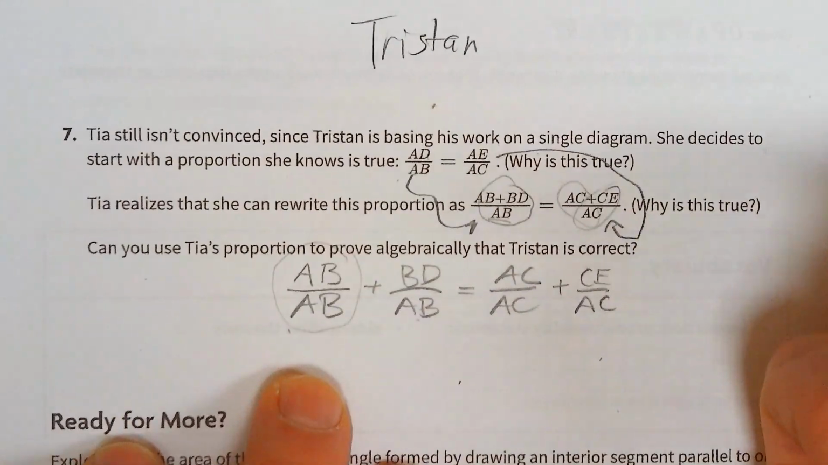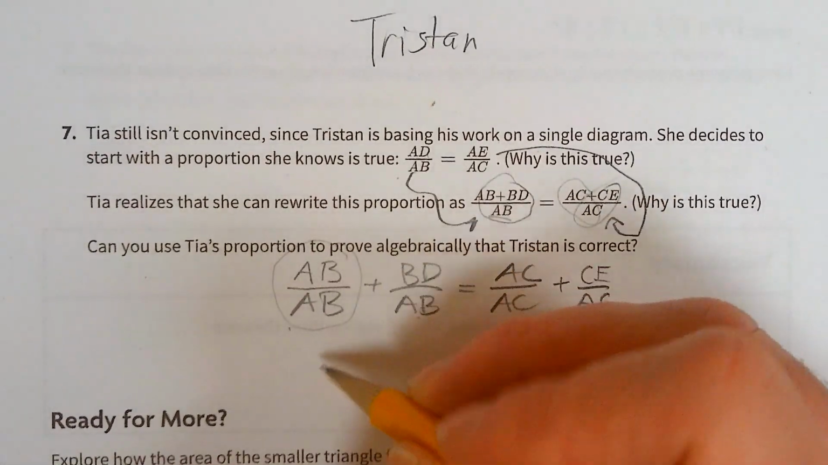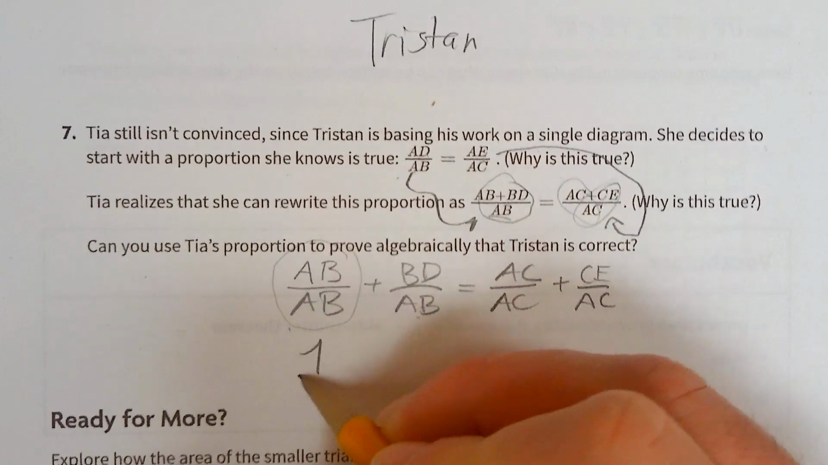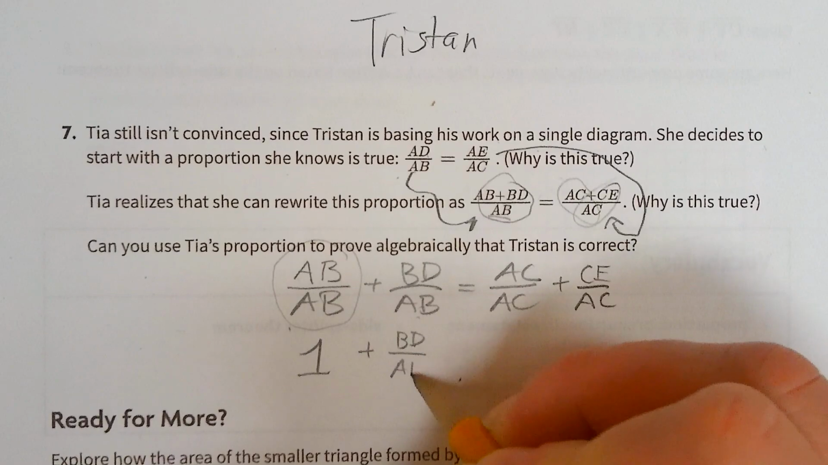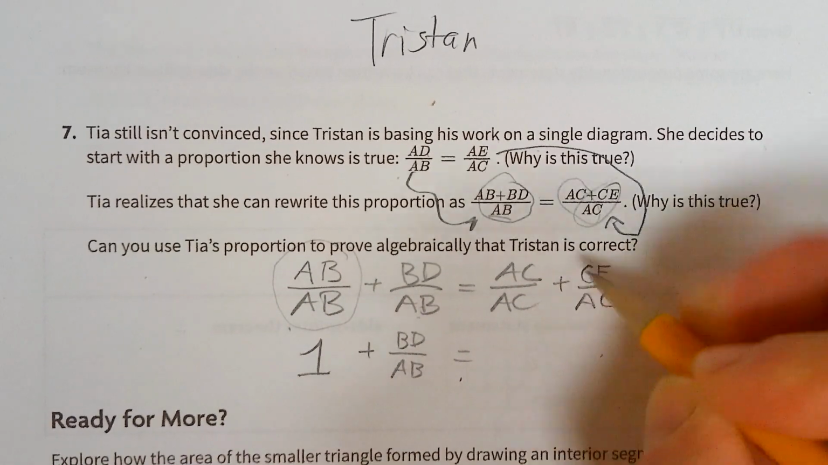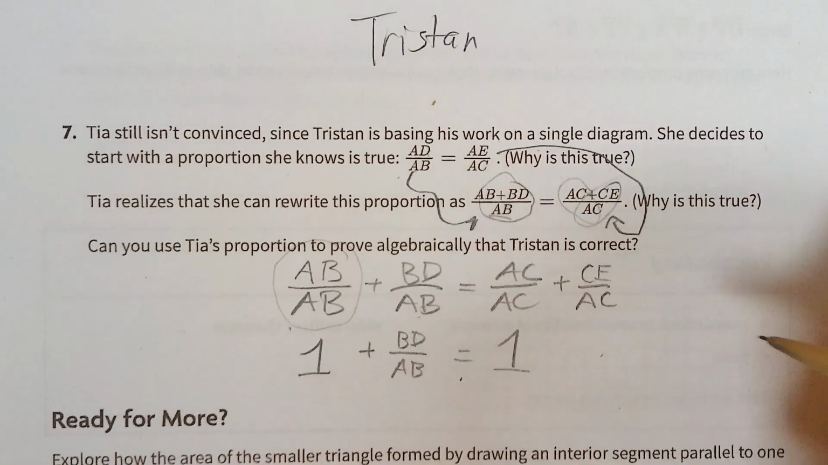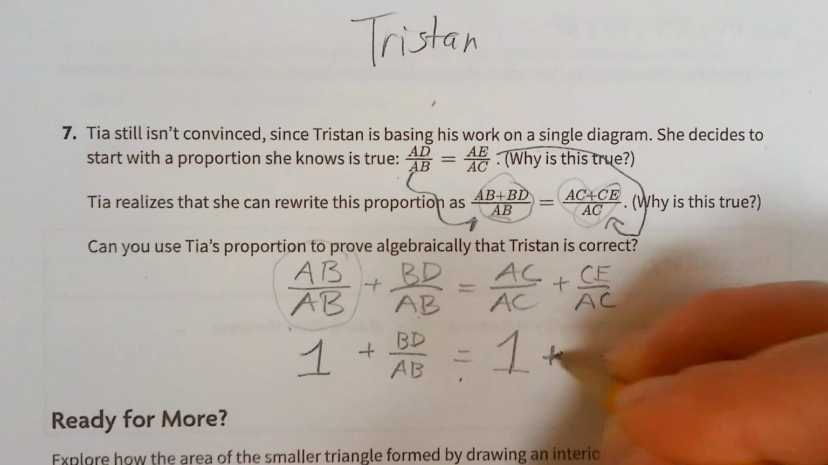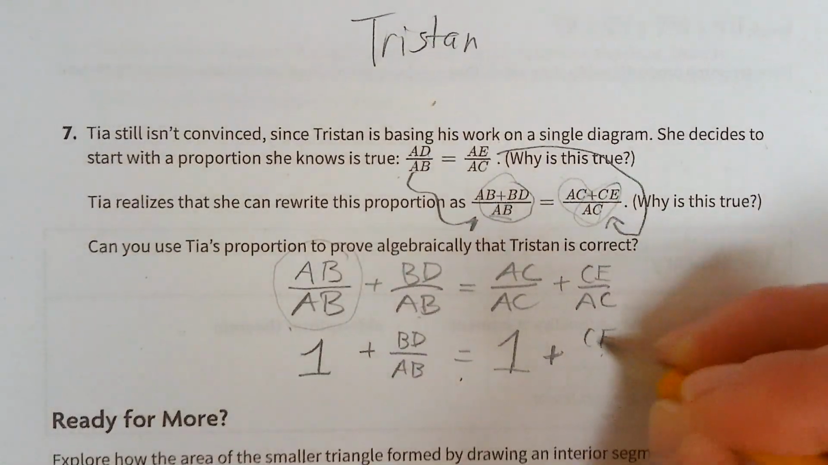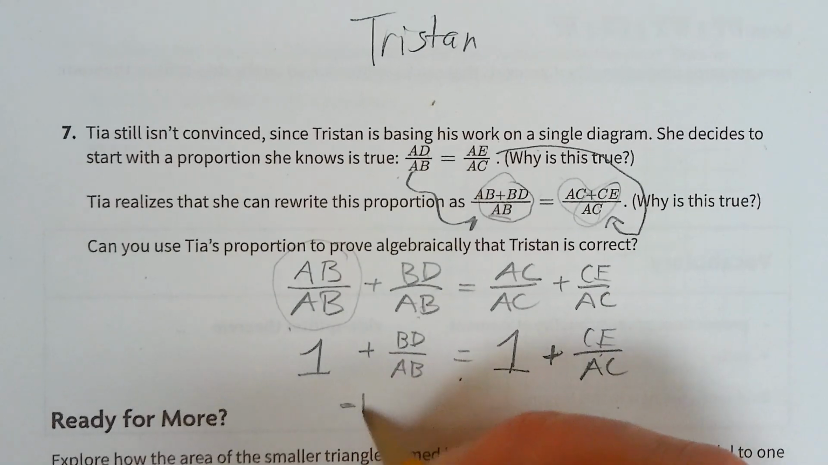Perfect. Okay, but what is AB divided by AB? What is anything divided by itself? What is 7 divided by 7? What is 10 divided by 10? What is x divided by x? 1. What is AC divided by itself? 1. AC divided by one amount of AC is 1. There's 1 group of AC inside of an AC. But now we can do the algebra.